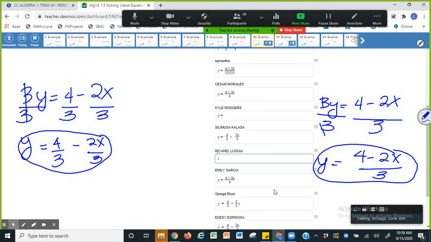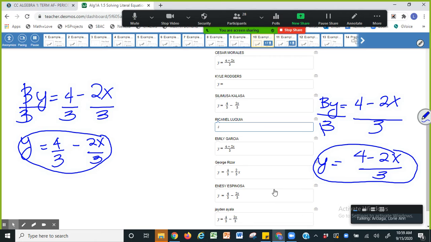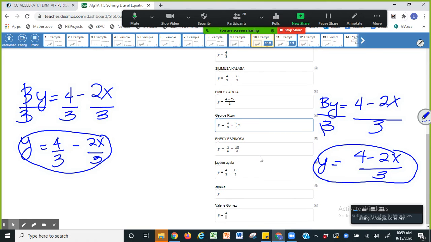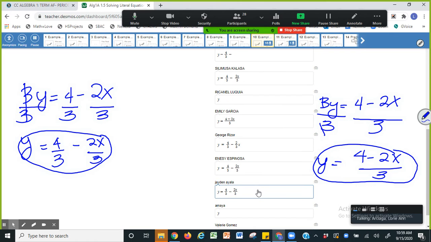Nice one, Emily. Okay. Nice, George. Okay, so George, can you share your answer to the whole class? I just want them to see if they're not seeing it in Zoom right now. That instead of writing 2x on the numerator, you can also write 2/3 together and then x on the side. There you go, or in the middle. That's another way to write it. Very good. Jaden, you got it.